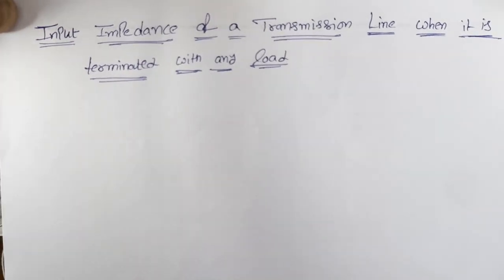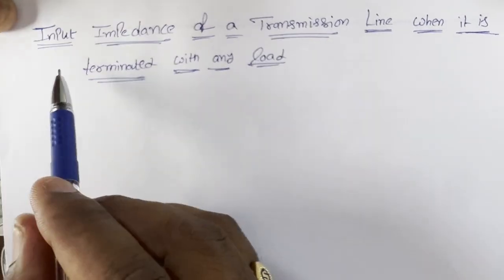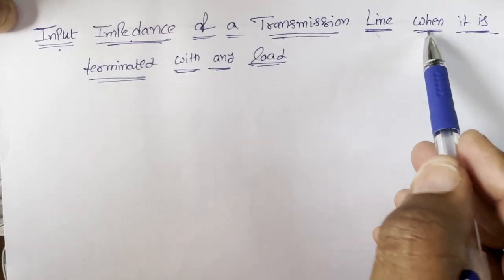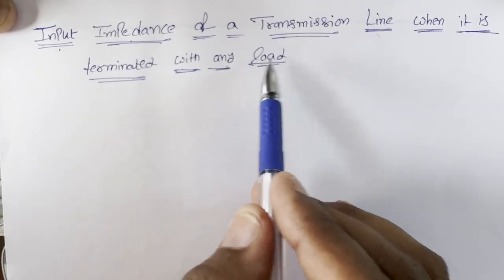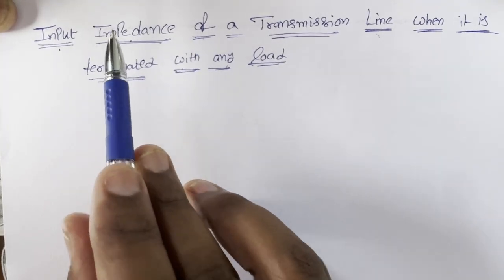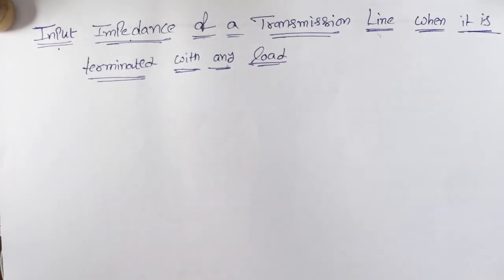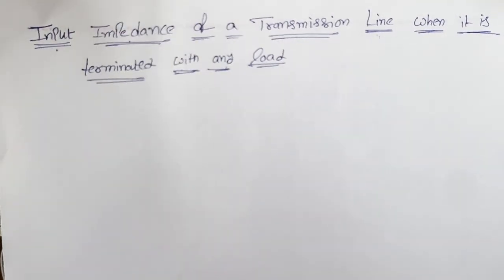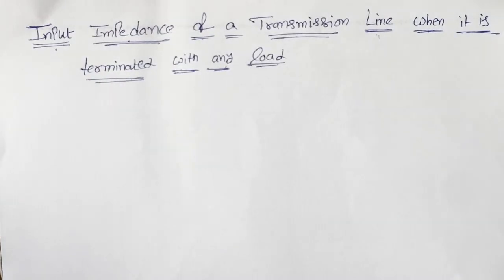Good morning, students. In this section, we will discuss the input impedance of a transmission line when it is terminated with any load. That means we are deriving a small expression for input impedance. To derive this expression, we need two basic equations. In our previous section, we have already discussed the general solution of the transmission line. Those two equations we have to consider.